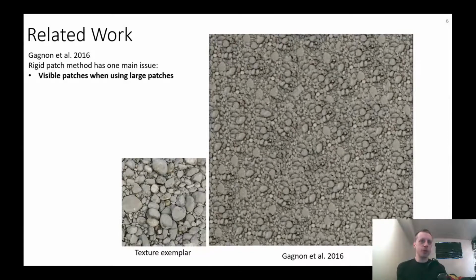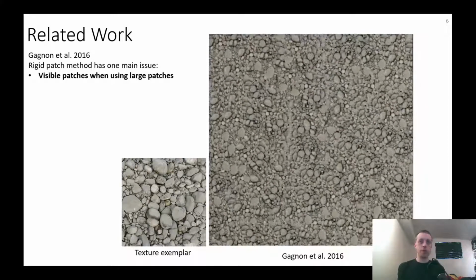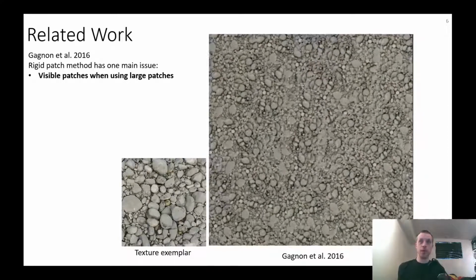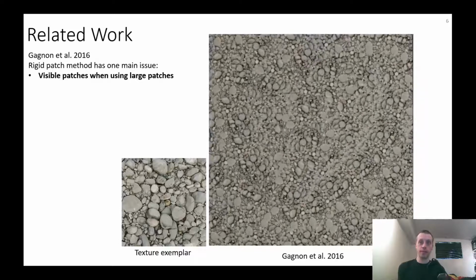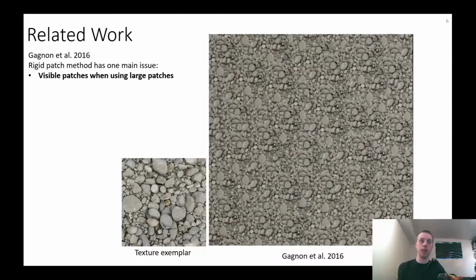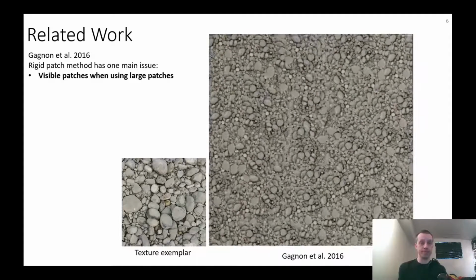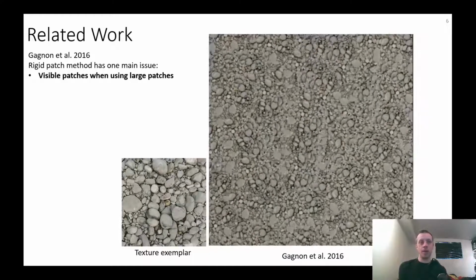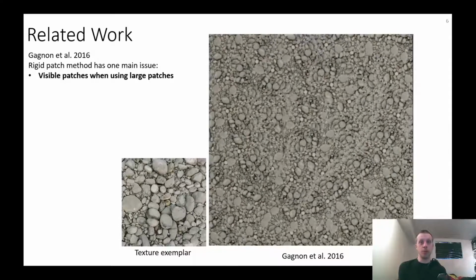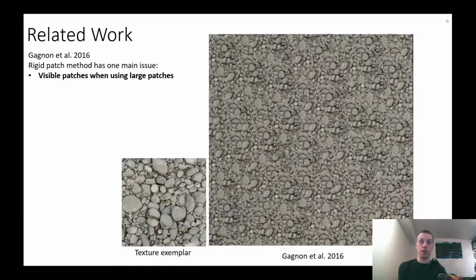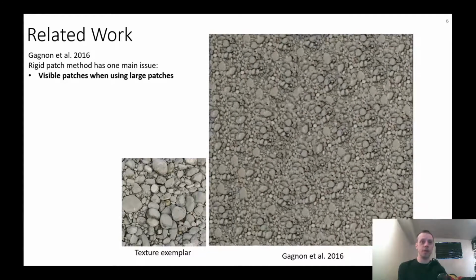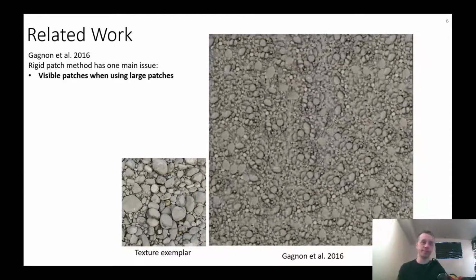It is possible to use rigid patches to texture a fluid, as in the approach of Gagnon et al. 2016, where they use a subset of texture samples advected on the surface of the fluid. The main issue with this approach is that we can see the patches if they are large, especially when patches are rotating.